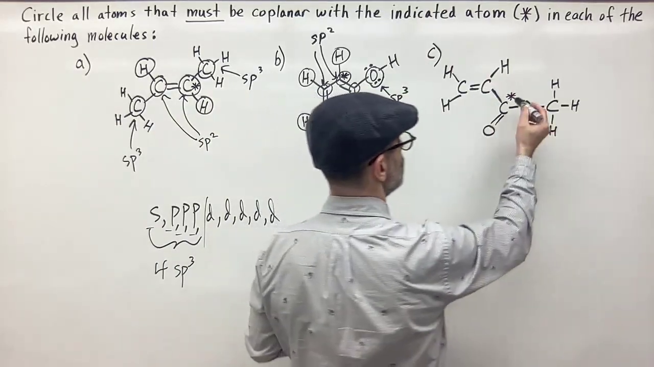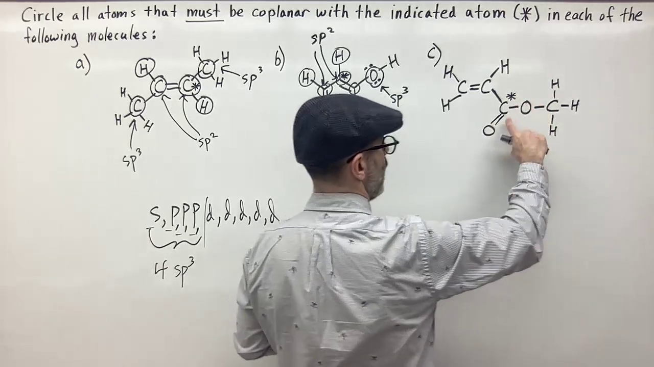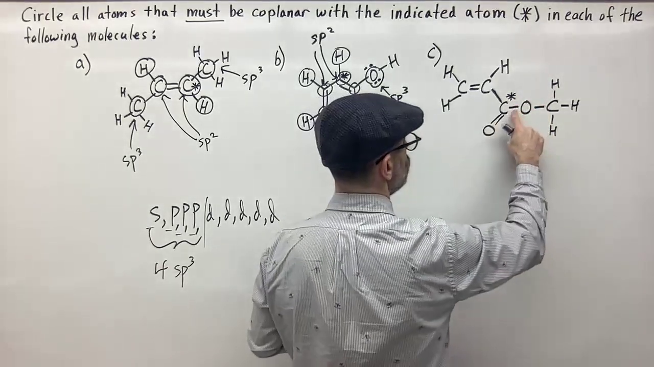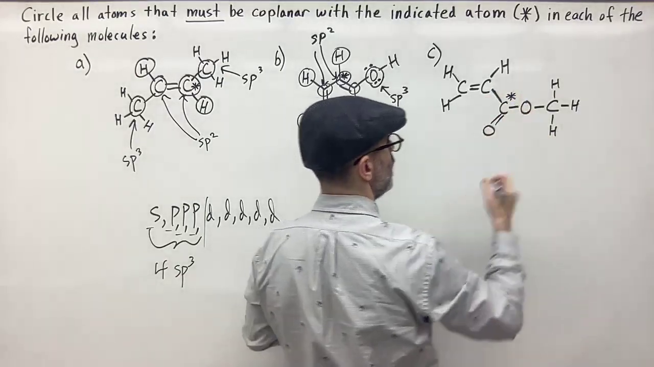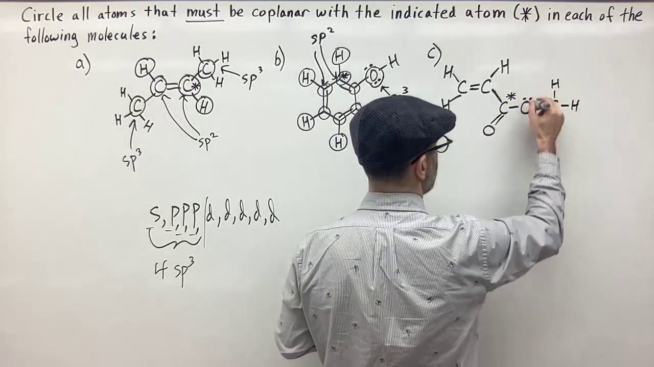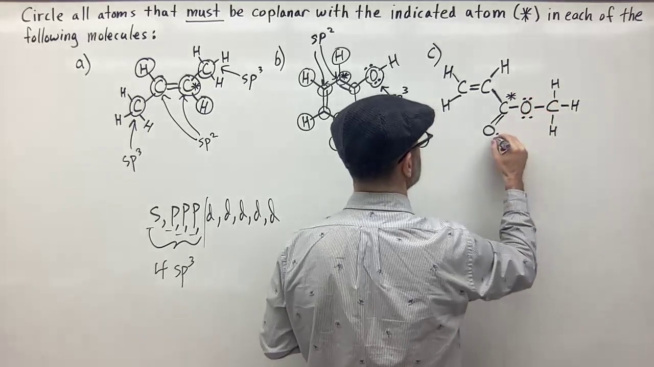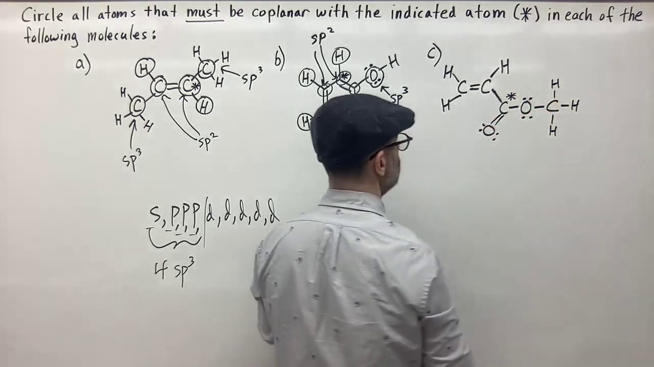Okay. Now, last but not least, we have this molecule here. So again, this is our carbon. You'll notice that we have 1, 2, 3 bonding groups, no unpaired electrons. Let's put in the electron lone pairs on the oxygens here to be complete.